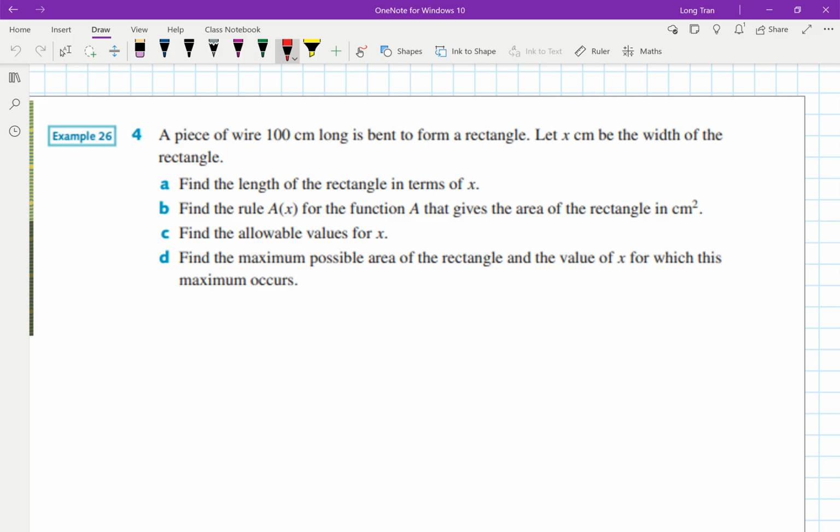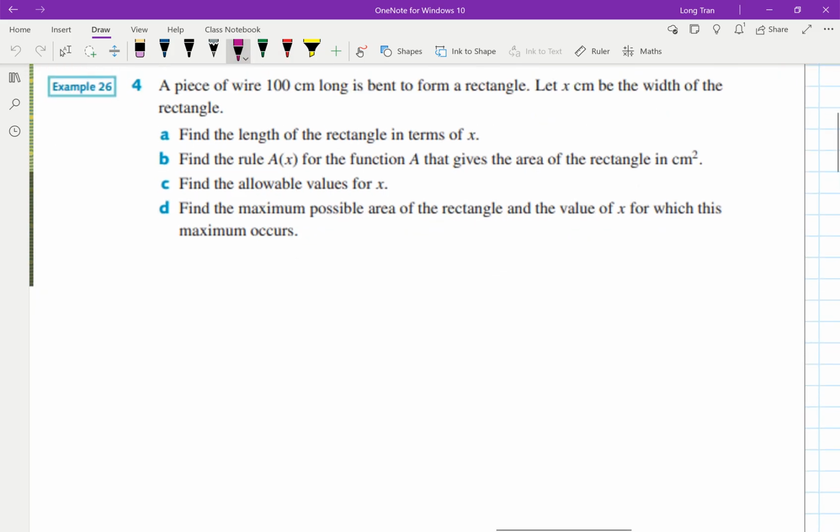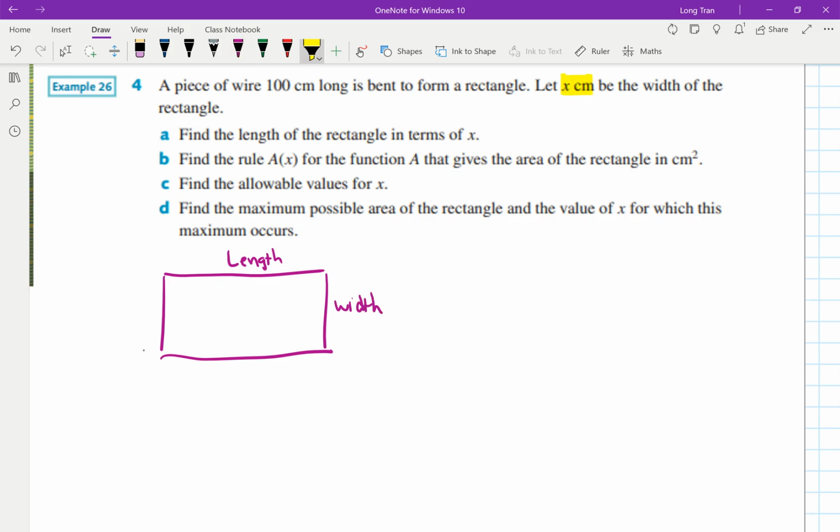So I would draw the rectangle to start off with. So we have a nice rectangle. This has a length and it has a width. And it says that you're going to let x centimeters be the width. So I'm going to call this x centimeters. And we don't know what the length is. But in part A, they want you to find the length of the rectangle in terms of x.